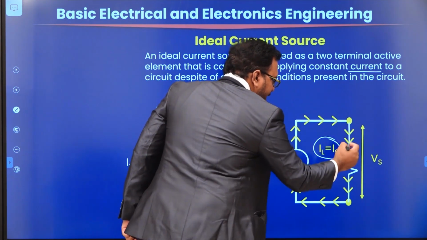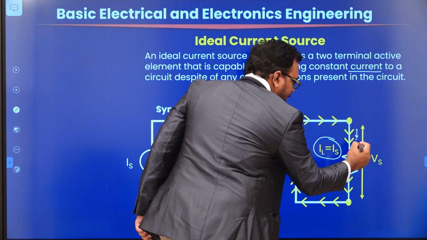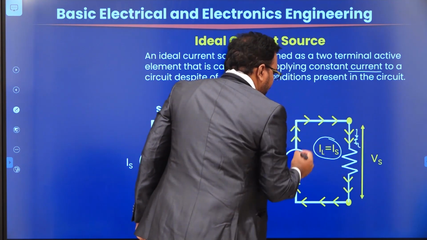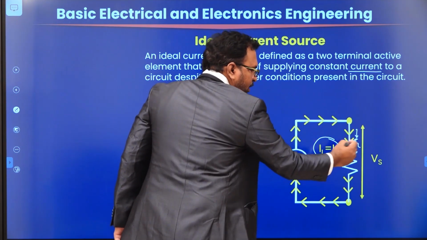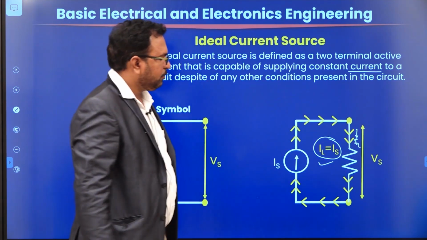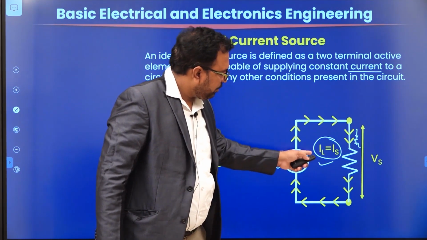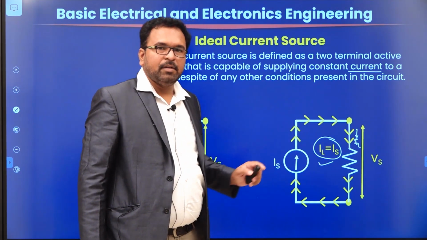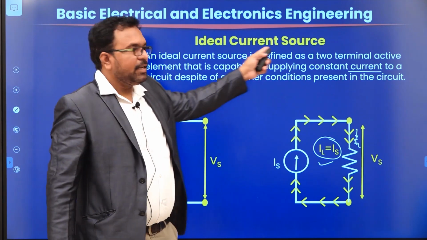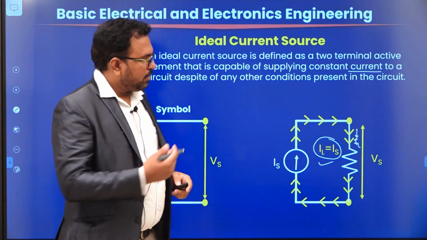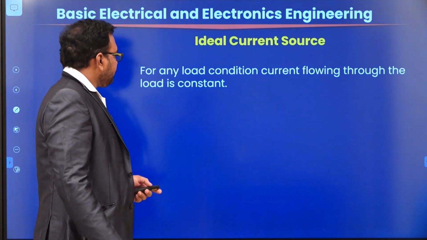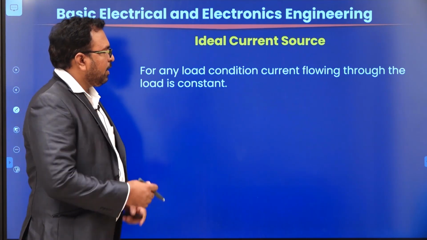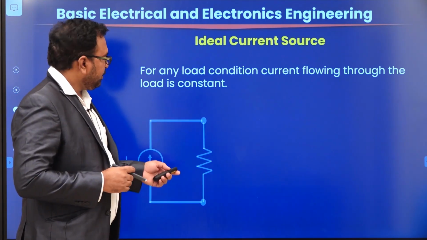Whatever may be the current flowing here through the load IL and whatever the current supplied by this source, both are always equal. Even if you vary the resistor also, the currents are equal. Then only we are going to call it an ideal current source. Let us see how it is going to happen. So for any load condition, current flowing through the load is constant.